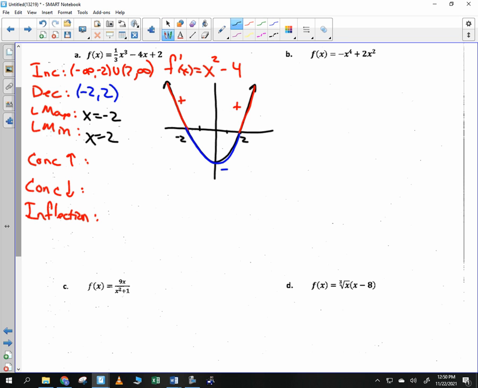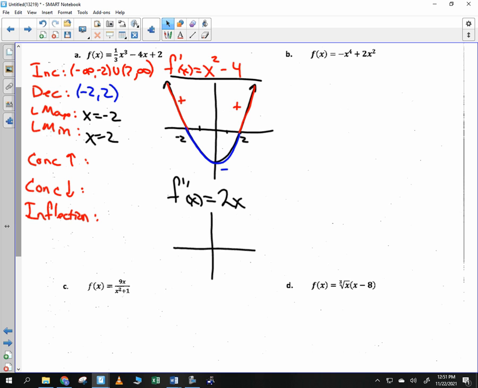Okay, we have concave up, we have concave down, and we have inflection. So I need to find the second derivative for this. Can somebody tell me if this is the first derivative, what is the second derivative? I have 2x. So I'm going to draw a graph of 2x. Somebody describe for me the graph of 2x. Line with a slope of 2 passes through. Everybody good with that? So it's concave up wherever f double prime is positive. Where is f double prime positive? 0 to infinity.